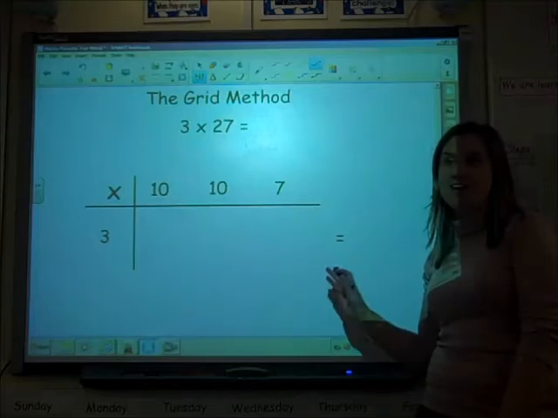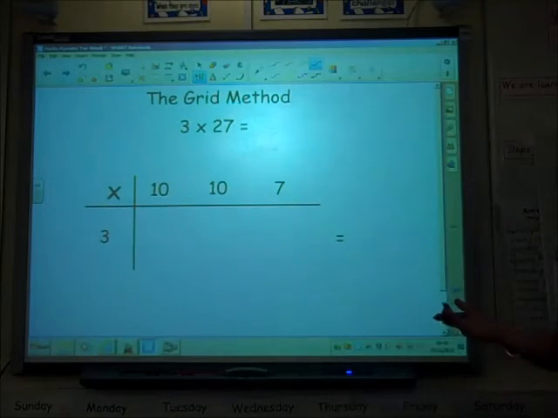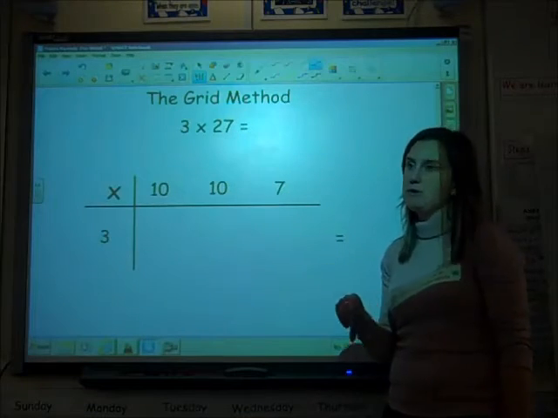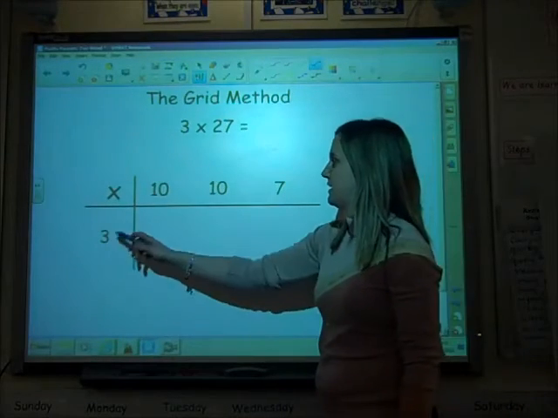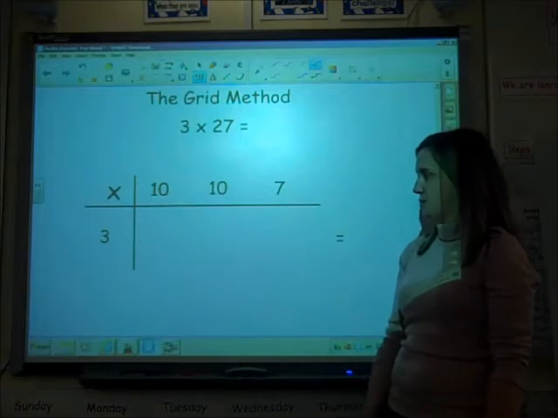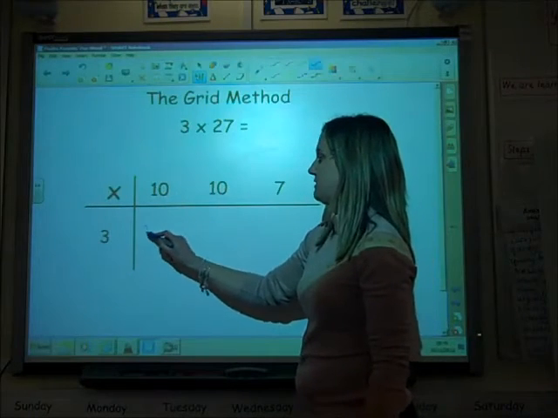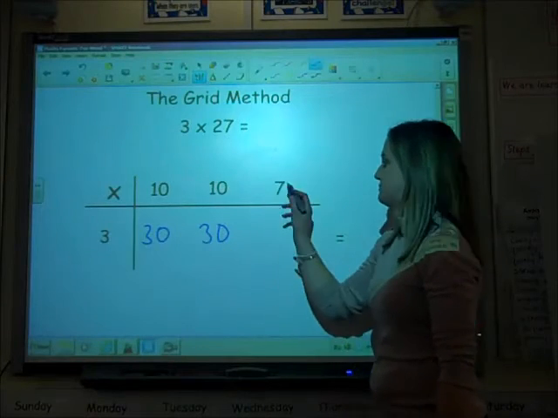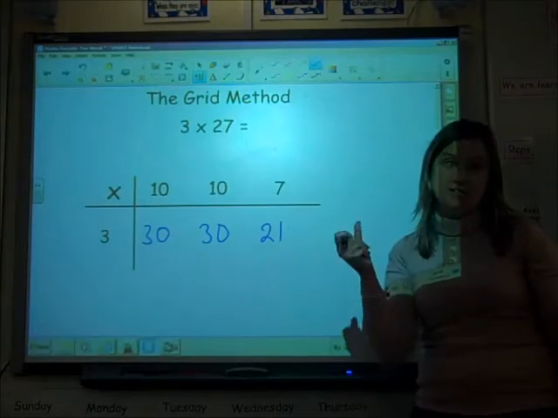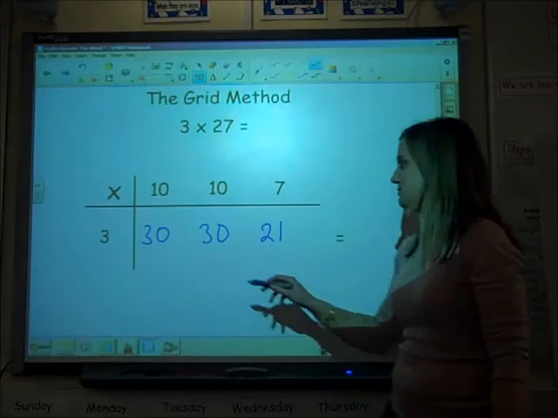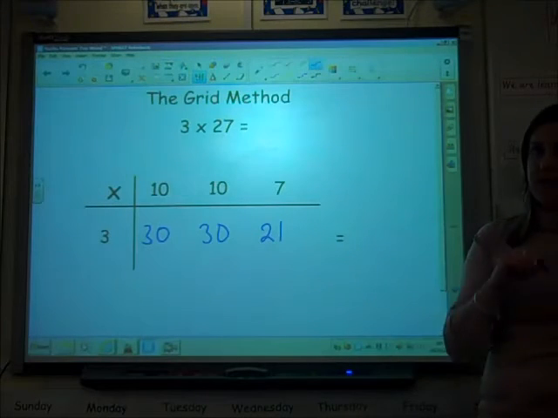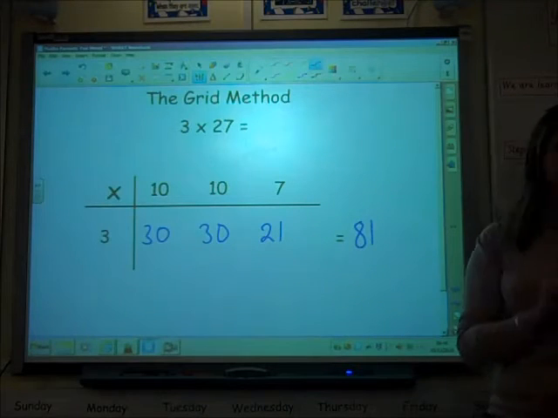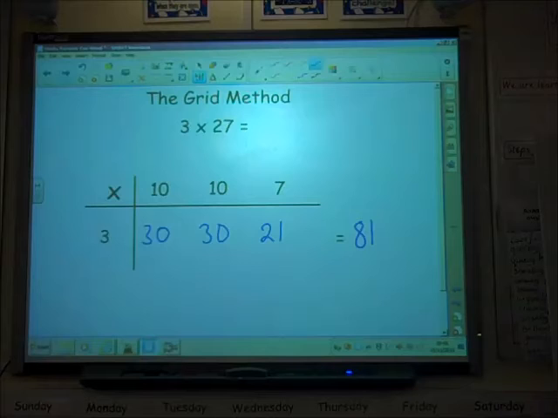Basically, this is where our partitioning, again, is really coming in handy. We need to partition to be able to do this. We partition the larger number, and we multiply it by the 1-digit number. So we say, we've got 10 and 10 and 7. That's obviously our 27. 3 times 10 is 30, 3 times 7 is 21, so they need to know their tables quite quickly, and then because their mental addition is very good by now, they can say 30, 60, 81. And that is how we teach multiplication.